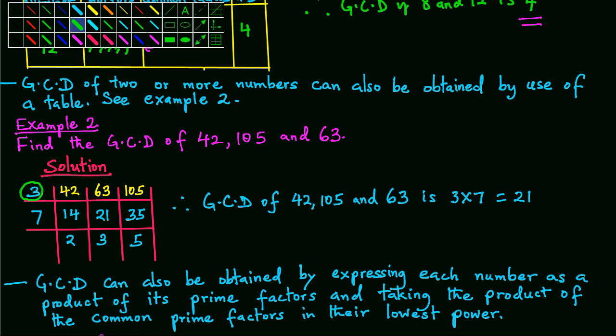Our next factor is 7, dividing 14 2 times, 21 3 times, and 35 5 times. Now, there being no other common factor that can divide 2, 3, and 5, the GCD of 42, 105, and 63 is the product of 3 and 7, and that gives us 21.